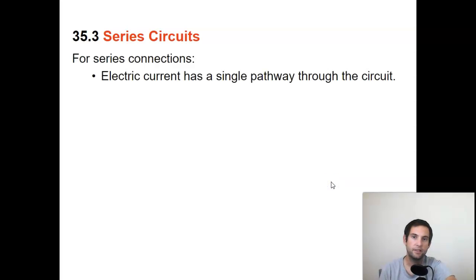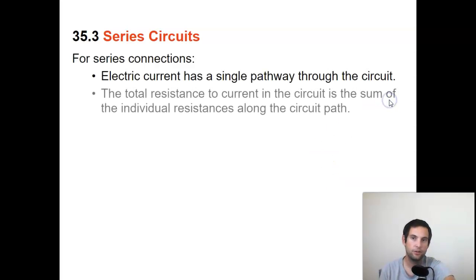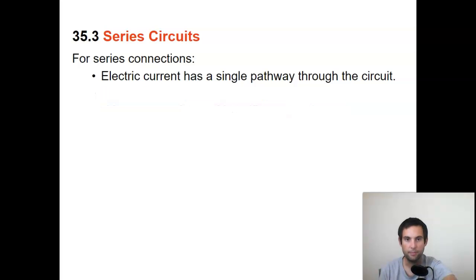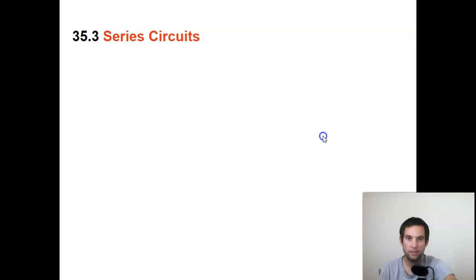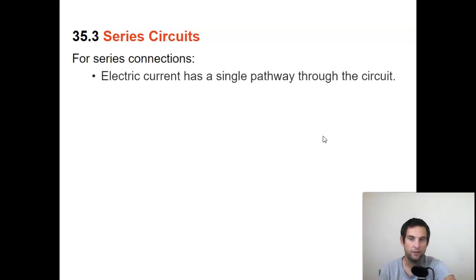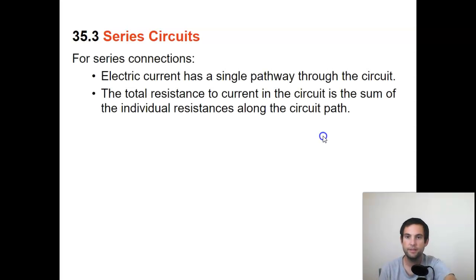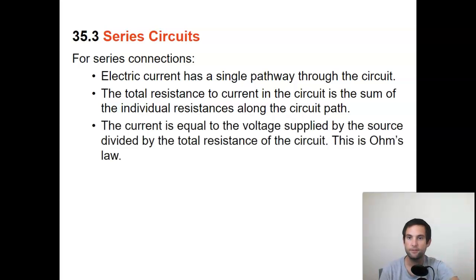For series connections, electric current has a single path through the circuit. The total resistance to current in the circuit is the sum of the individual resistances along the circuit path. So what that means is if each of these bulbs had a resistance of 3 ohms, then the total resistance for this entire circuit is 3 plus 3 plus 3 is 9 ohms. You just add them all up when you're in series. And you know you're in series because the electricity has only one path to follow.